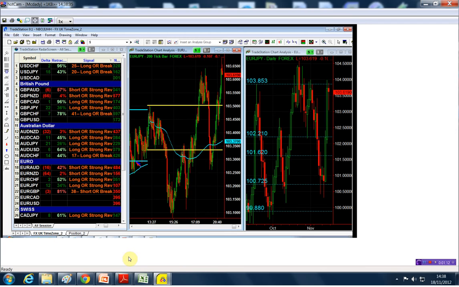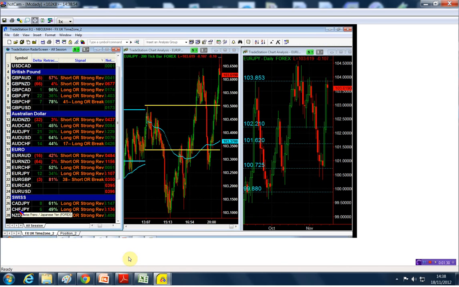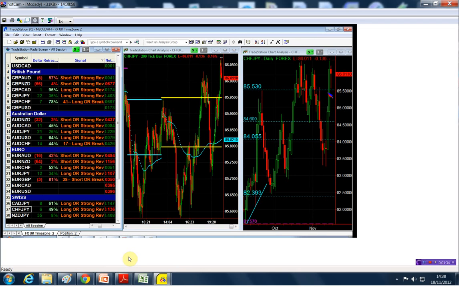So if this is the chart of the euro yen, and I put up the chart of the Swiss yen, it's pretty much going to look identical to this. So let me put up the chart for the Swiss yen. That is your chart for the Swiss yen. Pretty much identical to the chart of the euro yen.